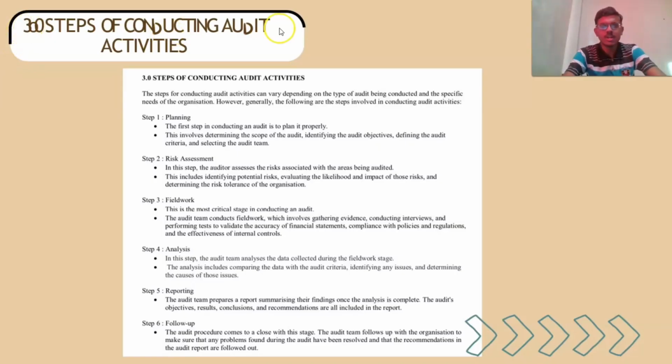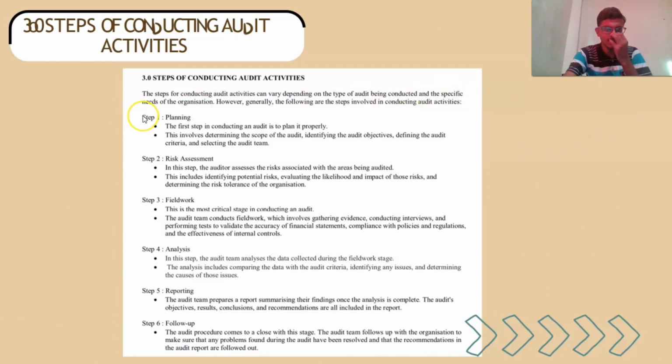3.0 Steps of conducting audit activities. The steps for conducting audit activities can vary depending on the type of audit being conducted and the specific needs of the organizations. However, generally the following are the steps involved in conducting audit activities.